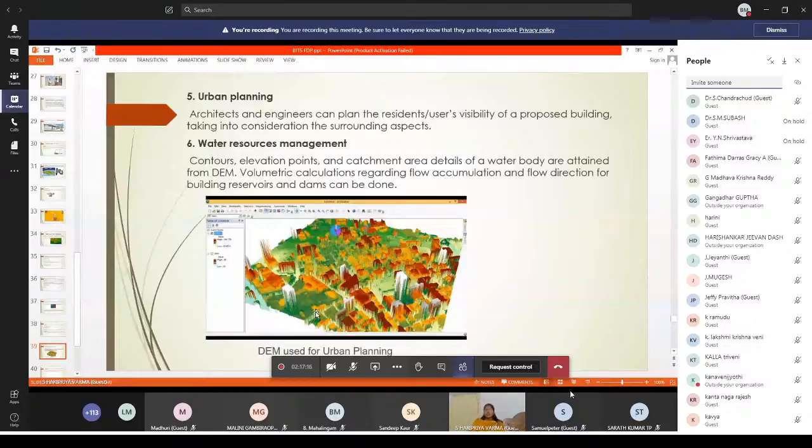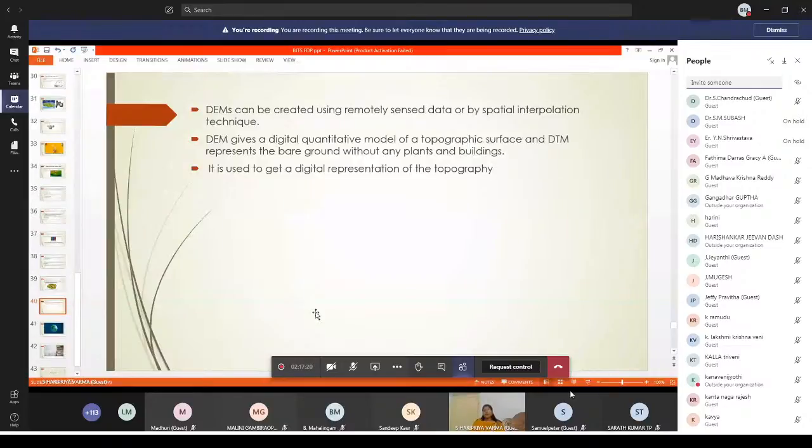The digital elevation model can be created using remotely sensed data or by spatial interpolation technique. It also gives a digital quantitative model of topographic surveys, and DTM represents a bare ground without any plants and the buildings. It is used to get a digital representation of the topography. Now, let us see the digital elevation model.